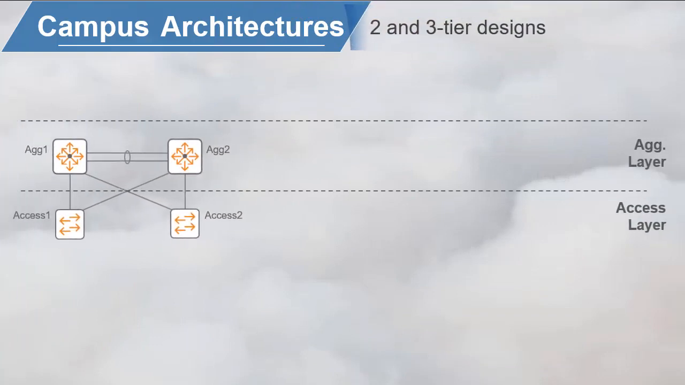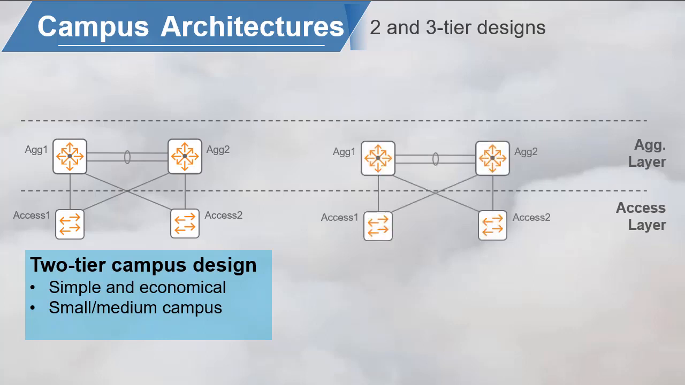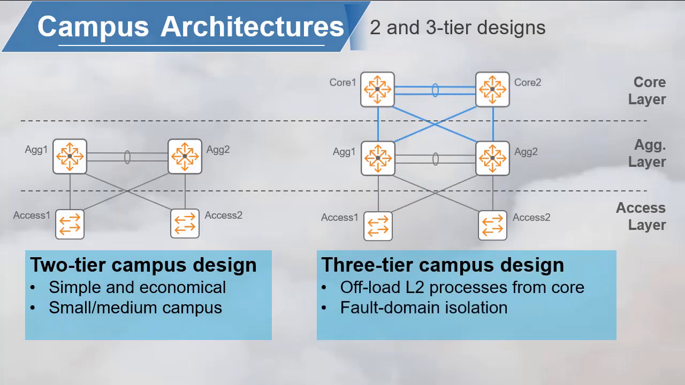Okay, I'll simplify this diagram now to focus on this relationship between access and aggregation layers, a so-called two-tier campus design. This blend of economy and performance works great for small to medium-sized campus deployments. But many deployments grow over time, and you may need to expand. You can separate this two-tiered collapsed core into separate aggregation and core layers to create a three-tier design. Now, this offloads layer 2 processes from the core and provides better isolation of fault domains. For large deployments, this makes the system more manageable, stable, and scalable.